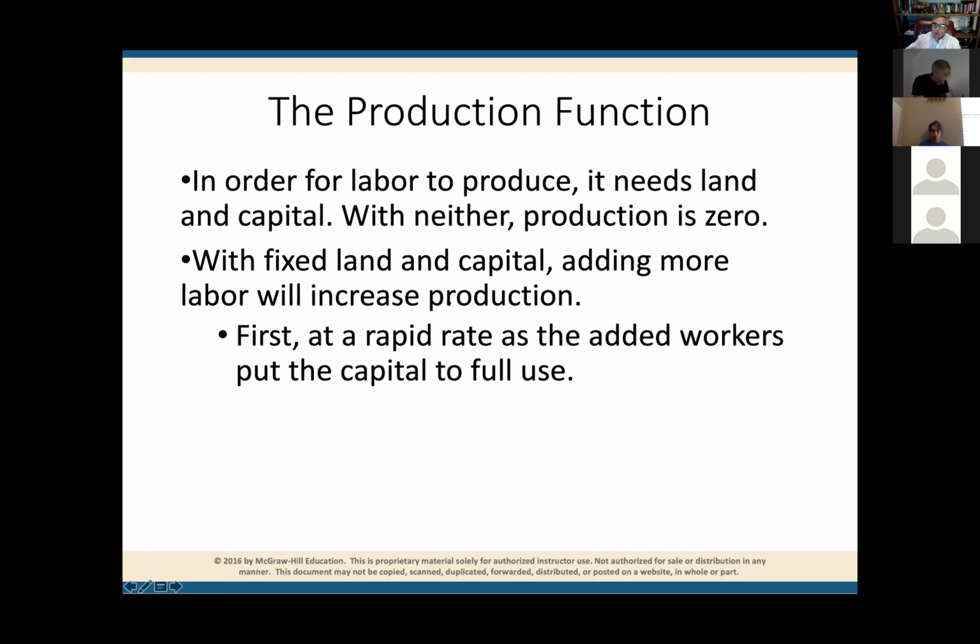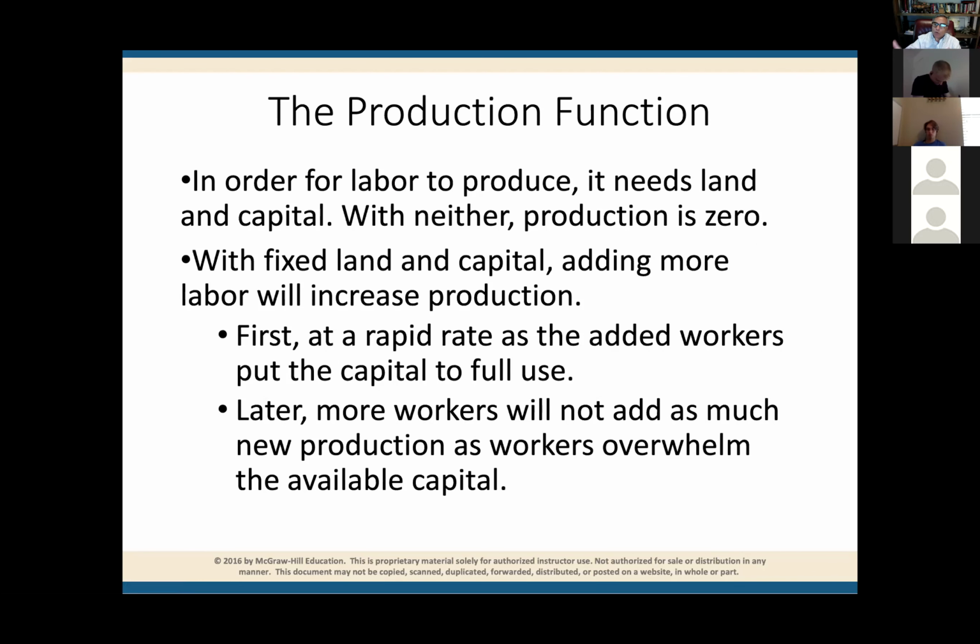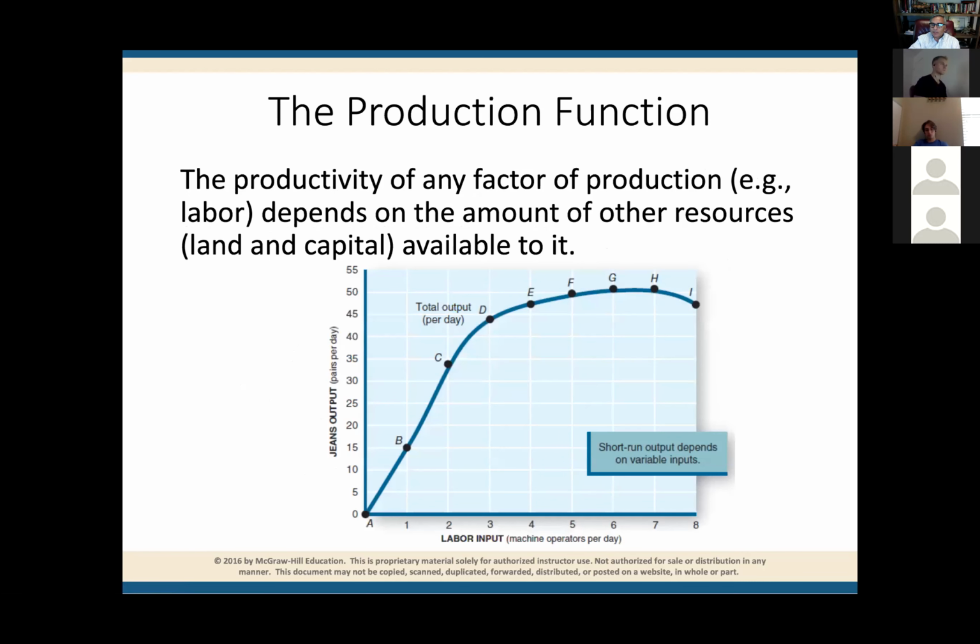At the beginning, as I add more workers, my output begins to increase. But then as I continue adding more workers, eventually these workers are going to overwhelm the available capital. Like in the example that I gave you, if I continue adding more and more workers, then my grill is going to impact my productivity, because now it is how fast my grill will be able to cook the burgers that determines the output. So the production of any factor of production depends on the amount of other resources. In other words, how productive a worker is depends not only on how productive the guy is by himself, but also on the other resources that he's utilizing.